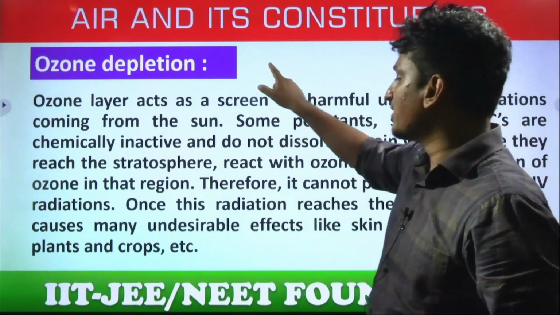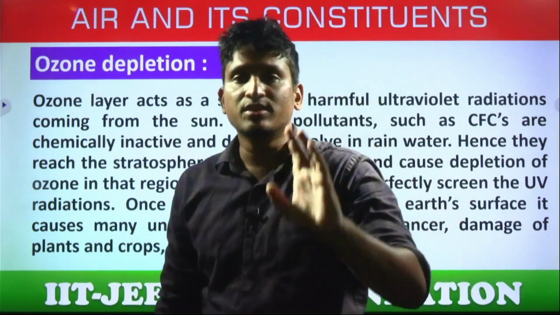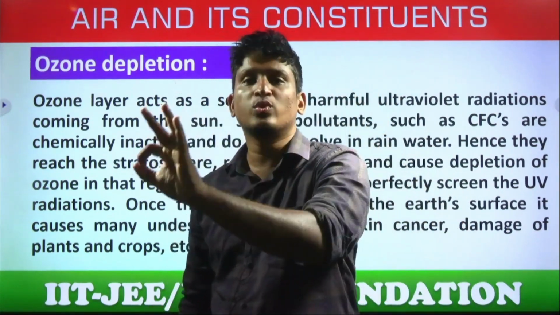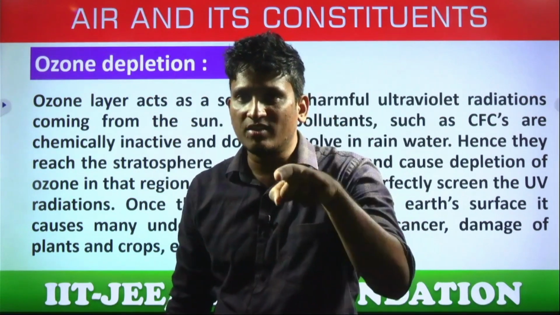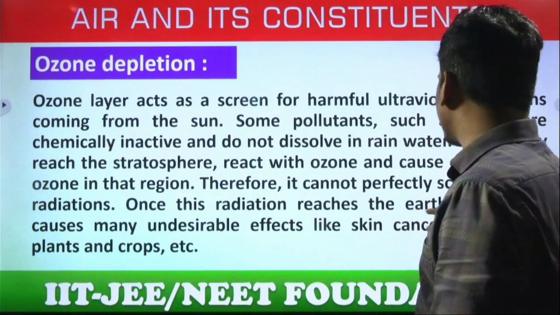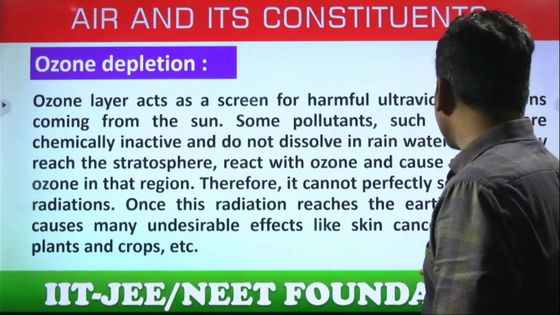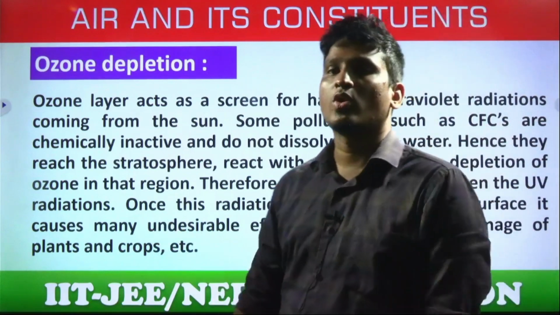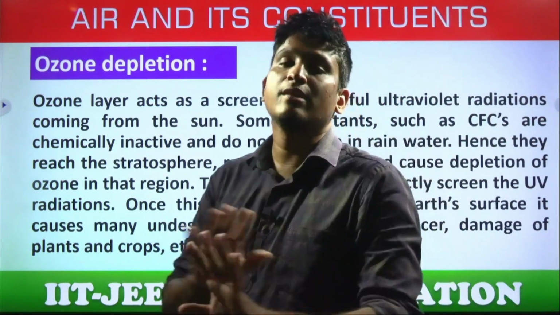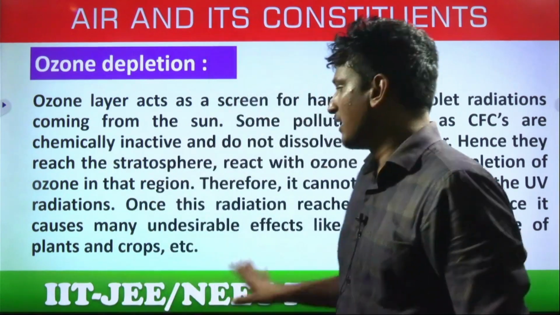For example, CO, carbon monoxide: CO plus O3 gives CO2 plus O2. That means the O3 molecule is getting reacted. That's the problem. Once these radiations reach the Earth's surface, they cause many undesirable effects like skin cancer and damage to plants and crops. The whole life, students, will suffer a lot because of these UV radiations.